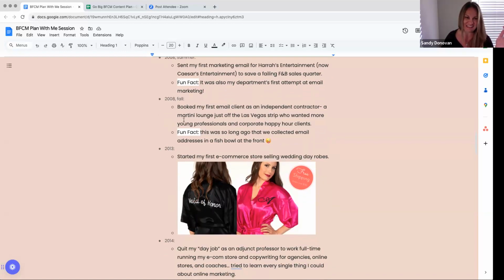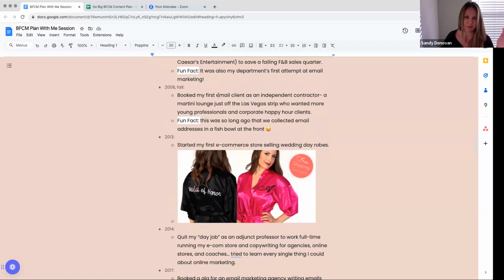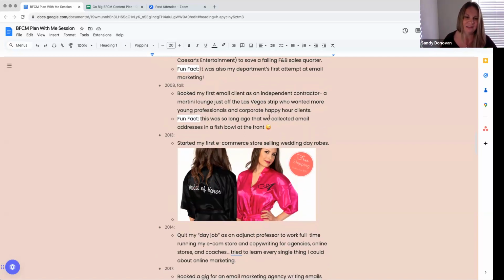And similarly, in the fall of 2008, I booked my first email client as an independent contractor. It's a martini lounge. And fun fact about that, it was so long ago that we were actually just collecting emails in a fishbowl out front. We didn't even have like an automated opt-in or anything. So pretty crazy.